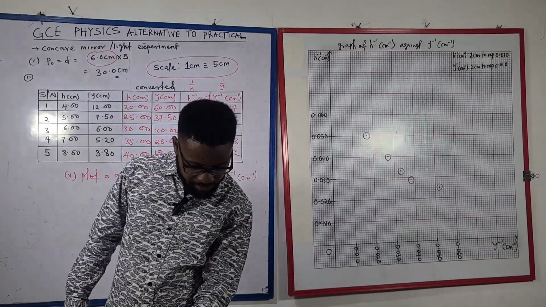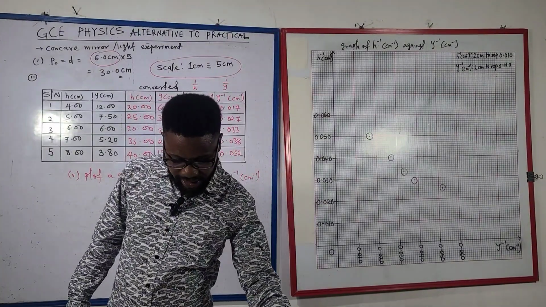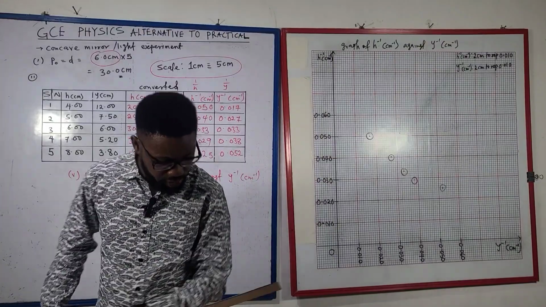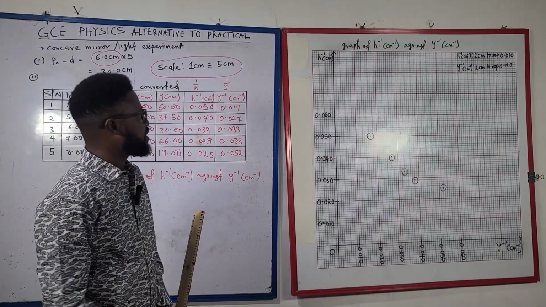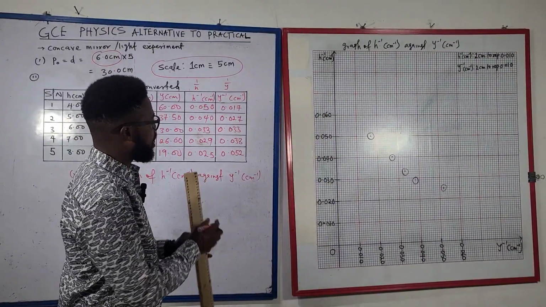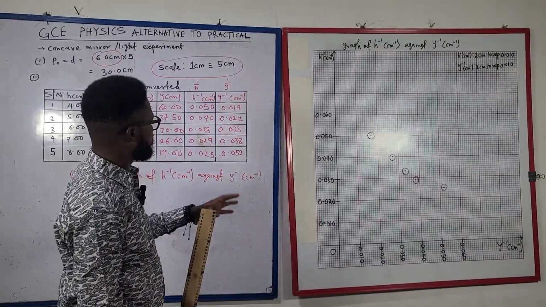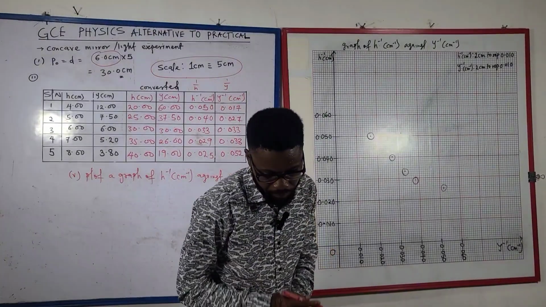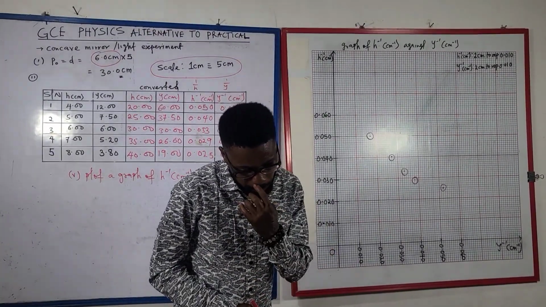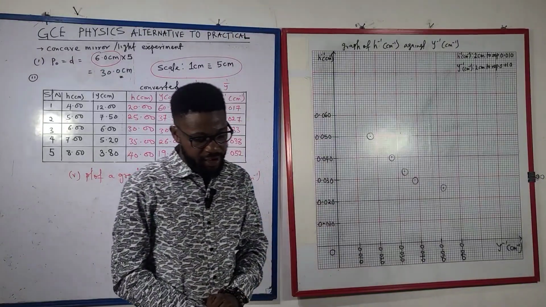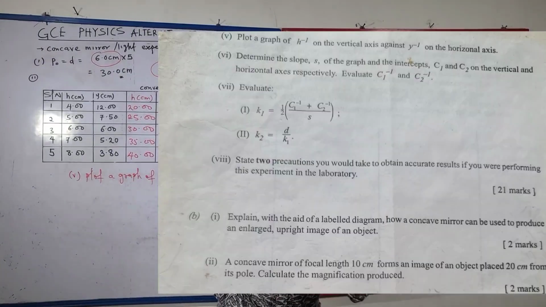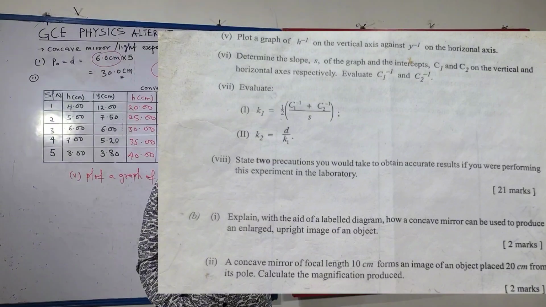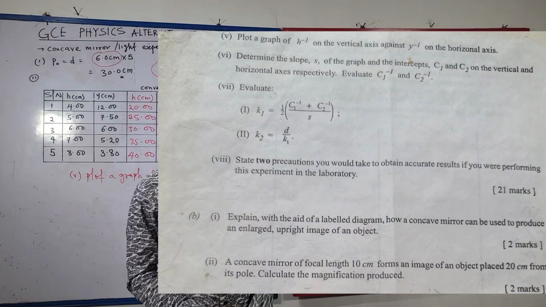So the next thing for us to deal with is looking at the question. The next thing is to get at least 4 points together and be able to plot a graph. Plot a graph, we've done that for Roman figure 5. For Roman figure 6, we said determine the slope S of the graph and the intercepts C1 and C2 on the vertical and horizontal axis respectively.